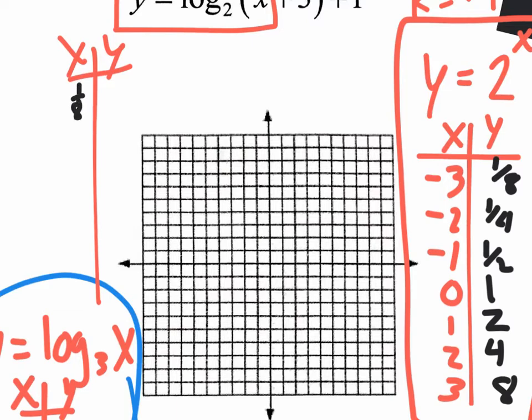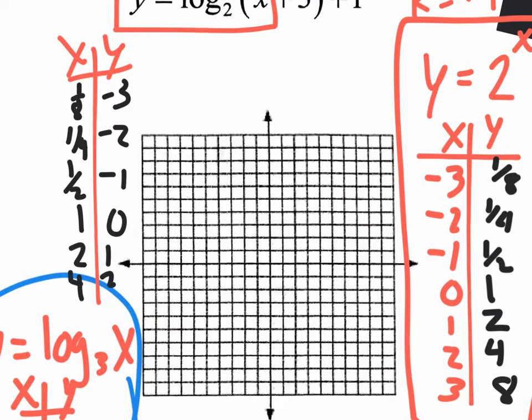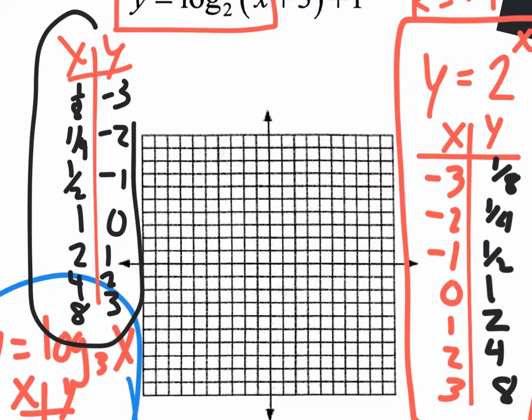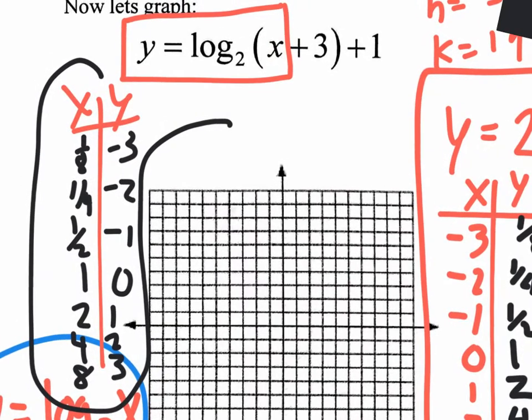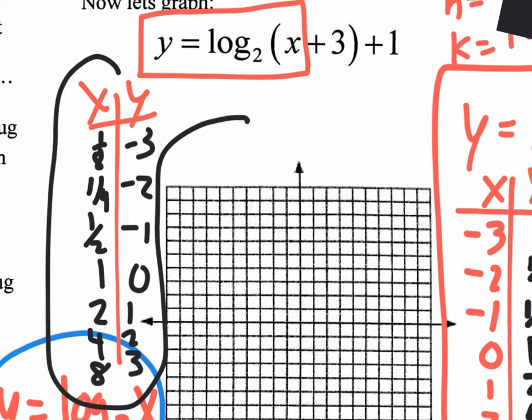1/8 and -3. The next one, 1/4 and -2. The next one, 1/2 and -1. The next one would be 1 and 0, and then 2 and 1, and then 4 and 2, and then 8 and 3. So we have all the coordinates that we actually need for the logarithmic function log base 2 of x. Those are the actual coordinates.